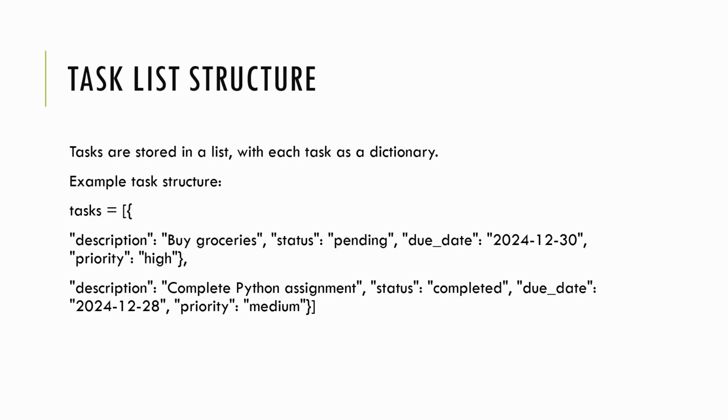Our tasks will be stored in a list with each task represented as a dictionary. Each dictionary contains key information such as the task's description, status, due date, and priority level. Here's an example of how the data will be structured. Each task will have these four important attributes.